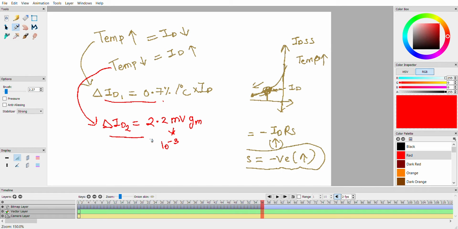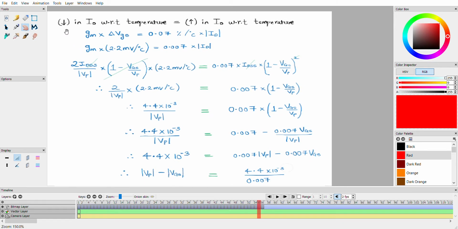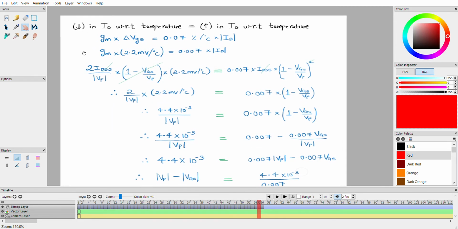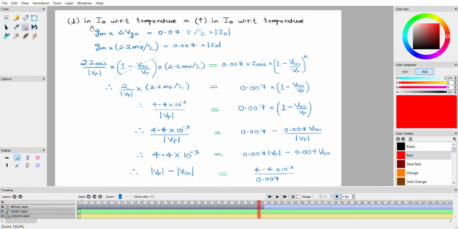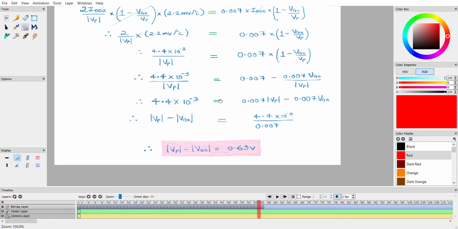Okay, so now we want a certain point where ID is totally independent of temperature. So we consider this equation. As you can see here, when we equate this to equation, that means when it is decreasing ID with respect to temperature and increase in ID with respect to temperature. So when we actually equate this to equation, we get Vp minus VGS is equals to 0.63 volts.